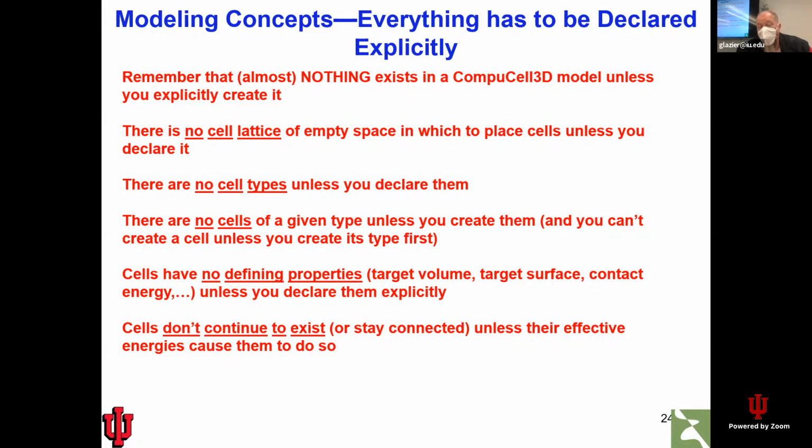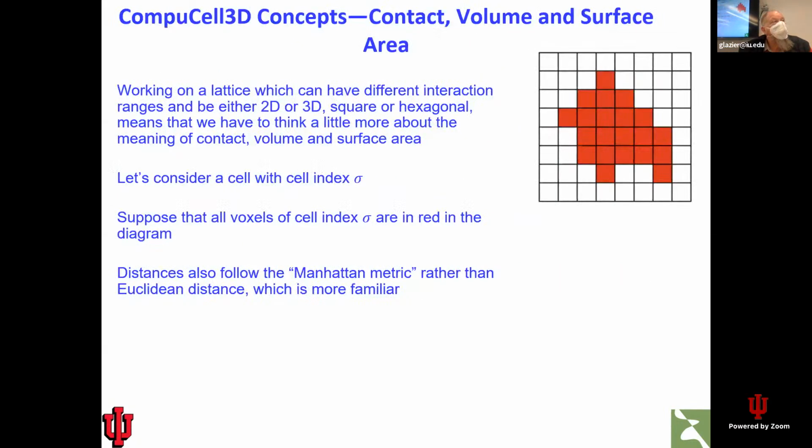And we actually saw that on day one, where I forgot to check one of the boxes in the wizard. So our cells didn't have a target volume, and they all disappeared. And the only reason cells exist or continue to exist when we run the simulation is because the properties of their effective energies are encouraging them to do that. And so we have to remember that we don't get much for free in this world. We have to define it. We have to build the systems.